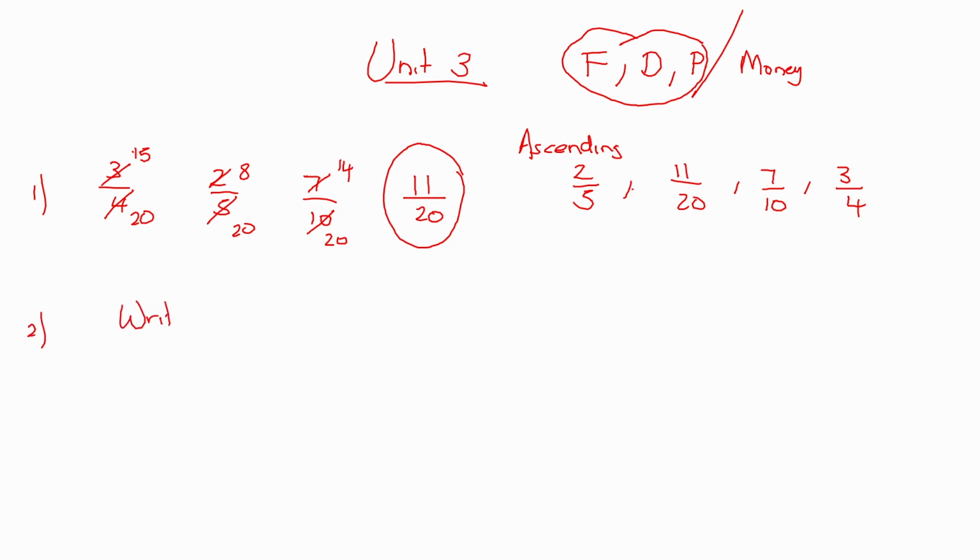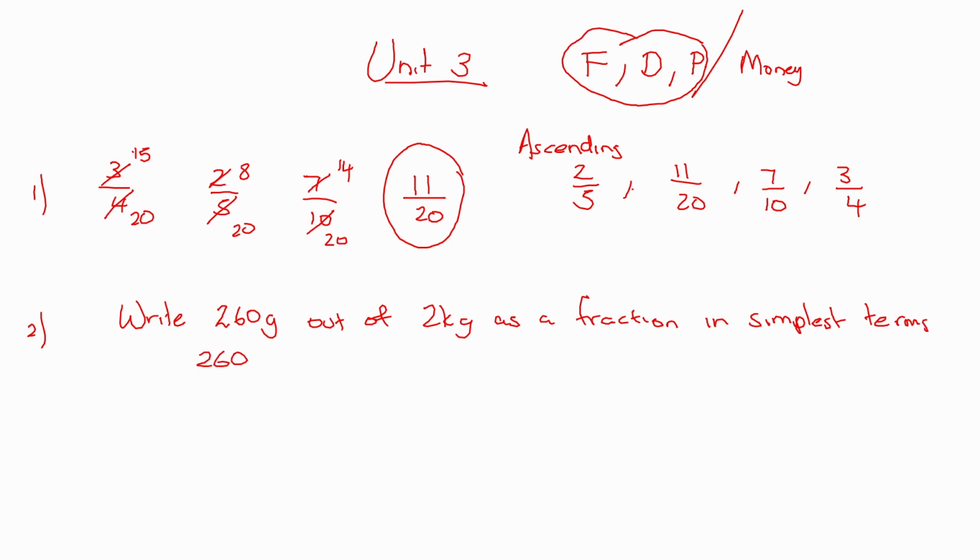Write 260 grams out of 2 kilograms as a fraction in simplest terms. So we've got to write it as a fraction and then simplify it. Okay, so as a fraction is 260. Well, it wouldn't go over 2 because we've got different units. These are grams, these are kilograms.